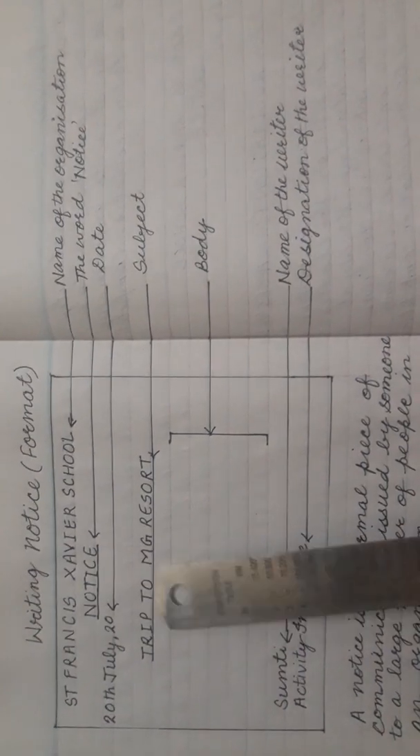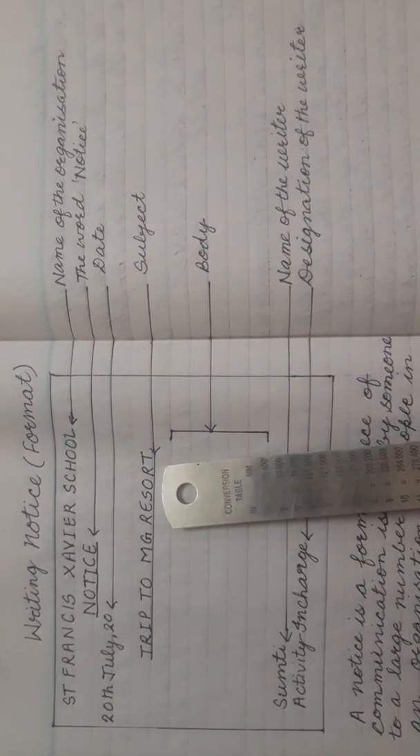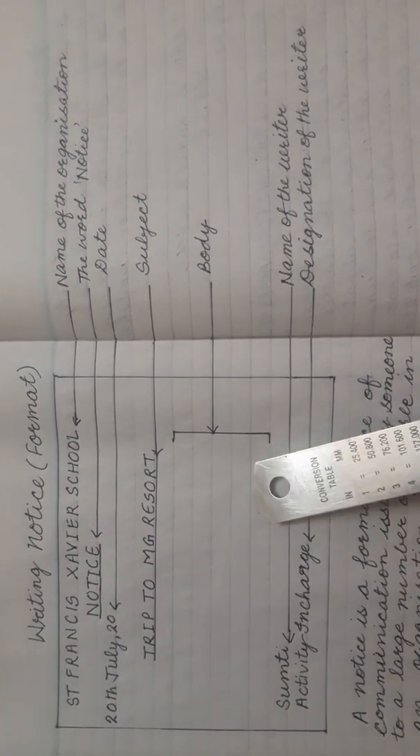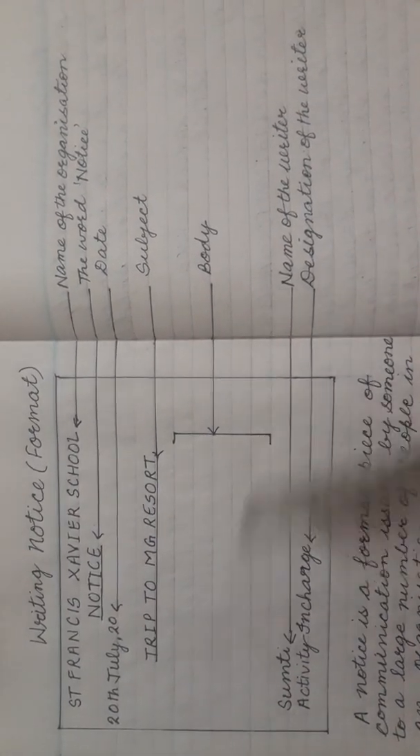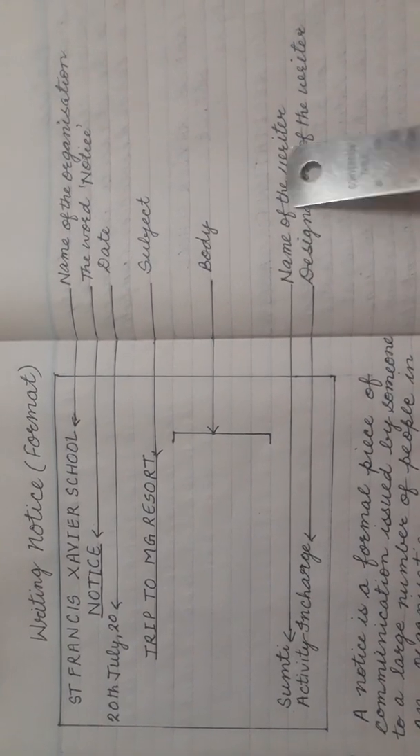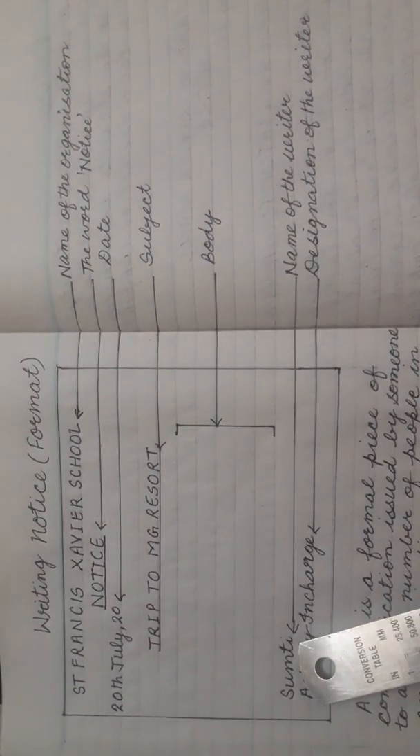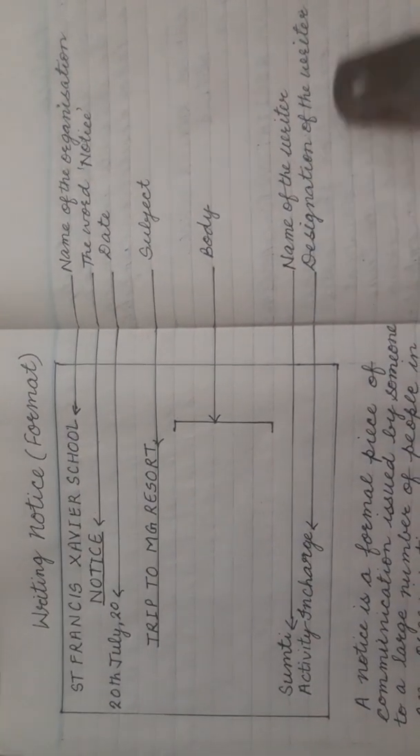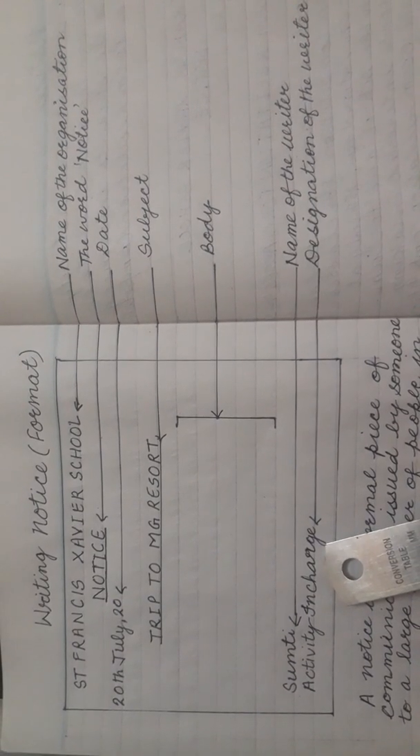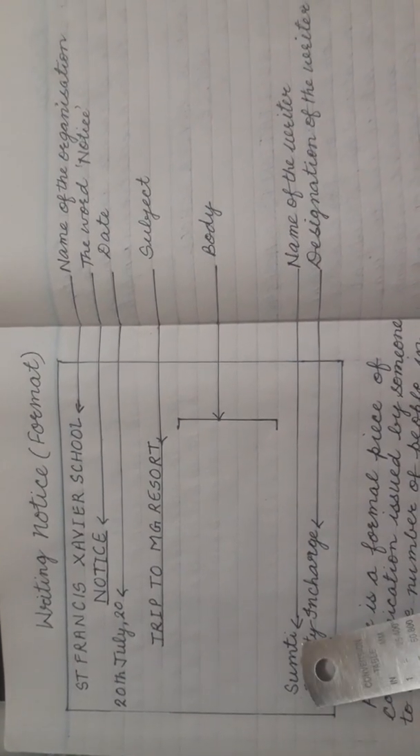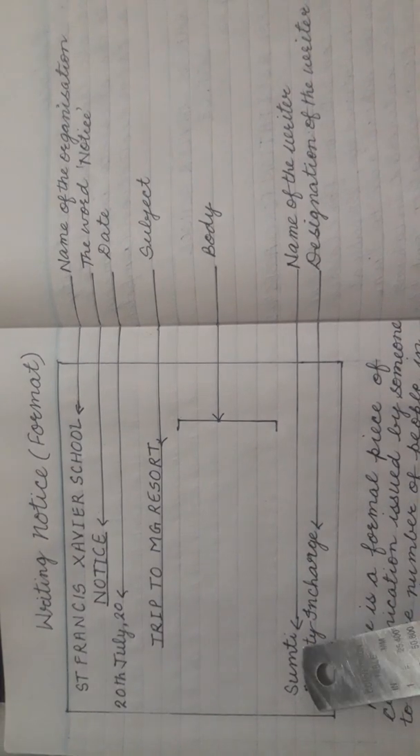After the date, you will write the subject. I have written here trip to MZ Resort. Then you will start writing your body, and when the body completes, you will write the name of the writer. Here the name of the writer is Sumati. Then the designation of the writer, activity in charge. In the notices you have got in the school, you must have seen the Father's signature, and then you must have seen principal. Principal is the designation of Father.